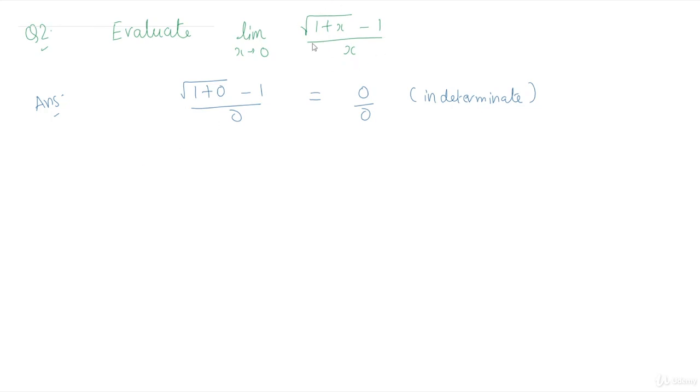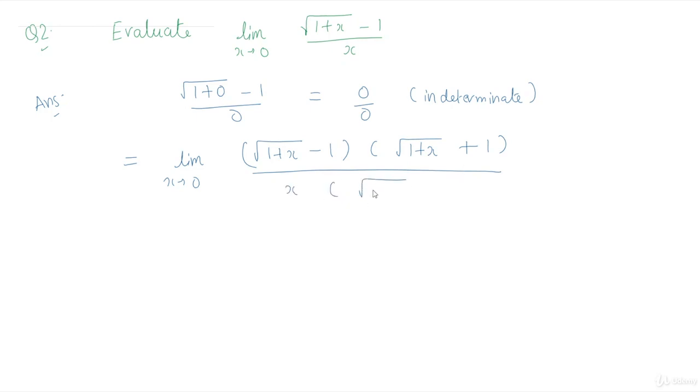Now let's multiply with √(1 + x) + 1 in the numerator and the denominator. So this will come as the limit as x approaches 0 of (√(1 + x) − 1) multiplied by its conjugate, √(1 + x) + 1, and the denominator will be x multiplied by (√(1 + x) + 1).